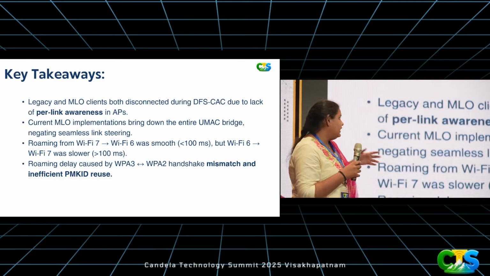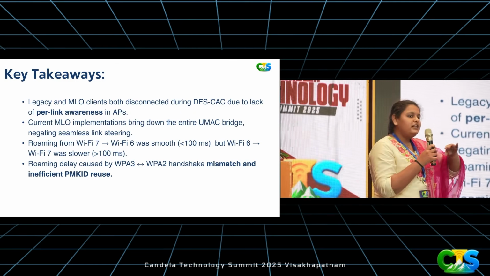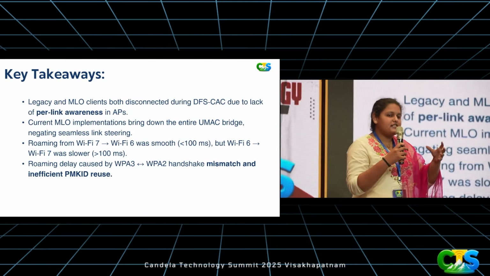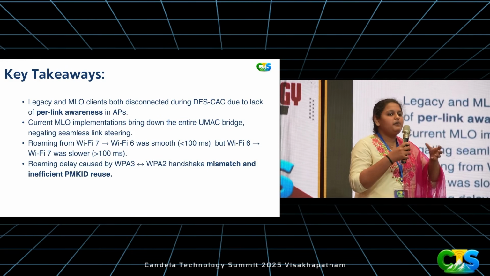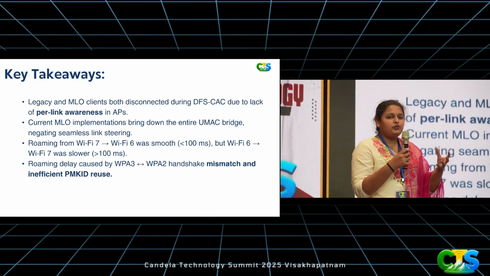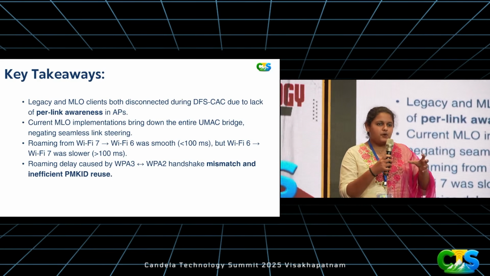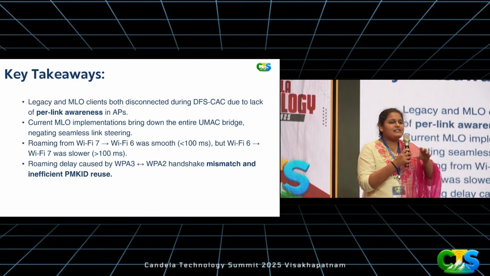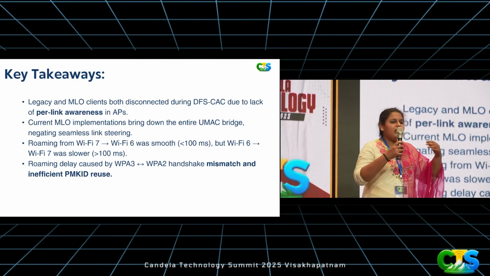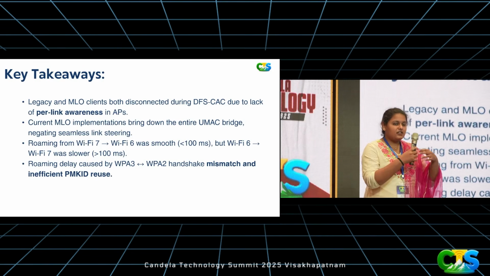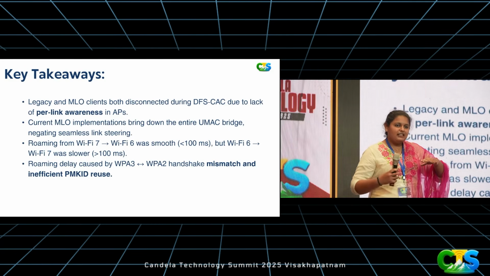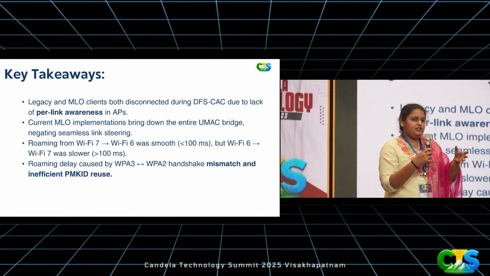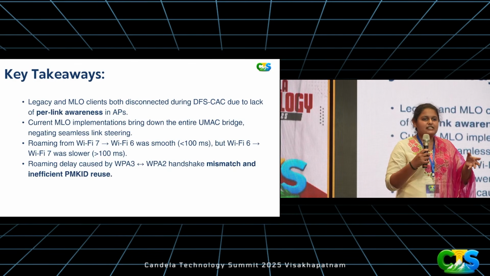So in case of the DFS CAT, since only one link is failing, the whole bridge is under the impression that the whole UMAC bridge has collapsed. As we all know, the UMAC is responsible for the procedures related to association and security. So UMAC is the bridge between the station and the AP to have the station remain associated to the AP, right? With one link failing, the whole bridge is collapsing down and resulting in the disassociation of all the connected stations on the AP.